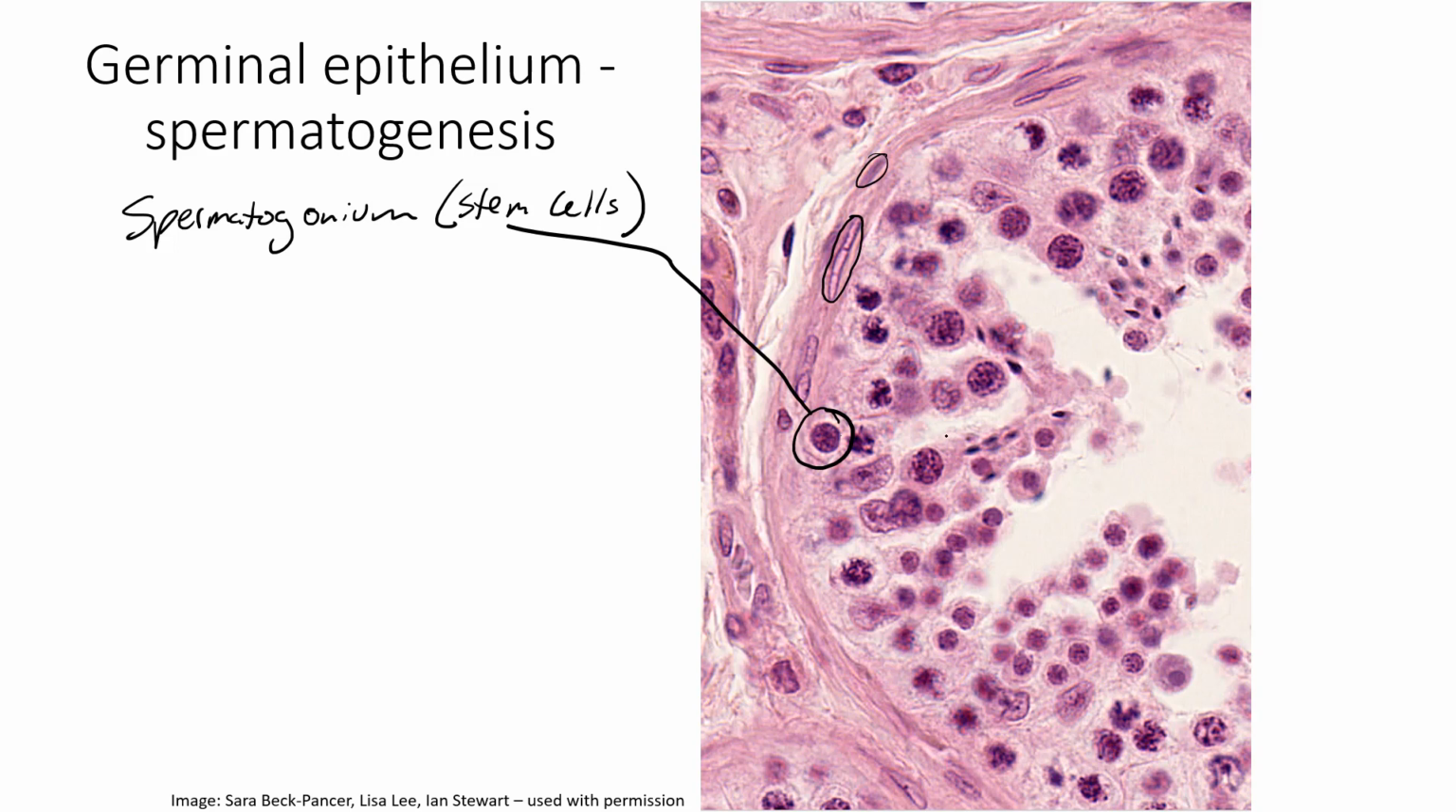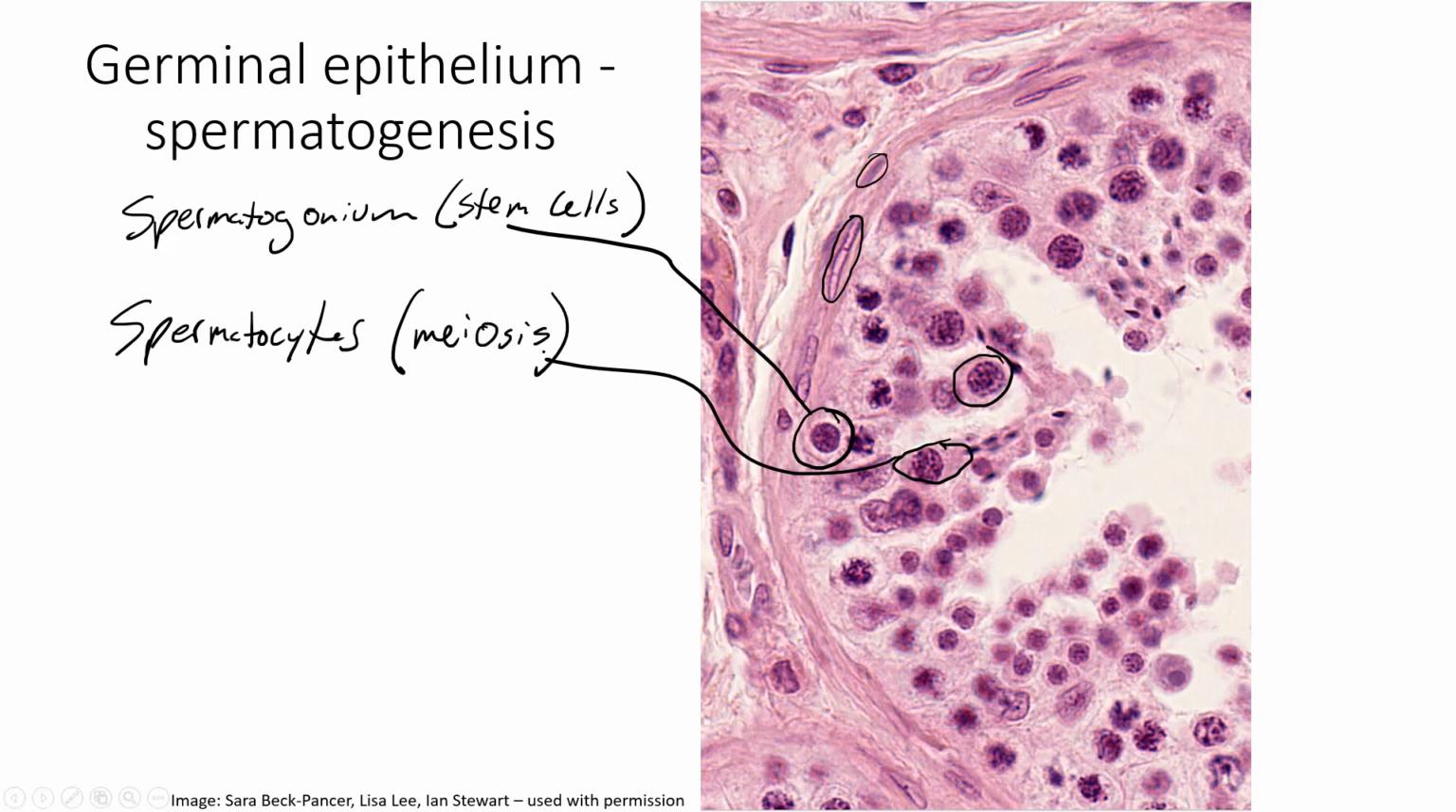As we move further in towards the lumen of the seminiferous tubule, we see some much larger cells, like this guy right here. These cells are called spermatocytes. And these are the cells that are in the process of meiosis. I can't spell today. You're welcome for the entertainment. There we go. Meiosis. Very good.